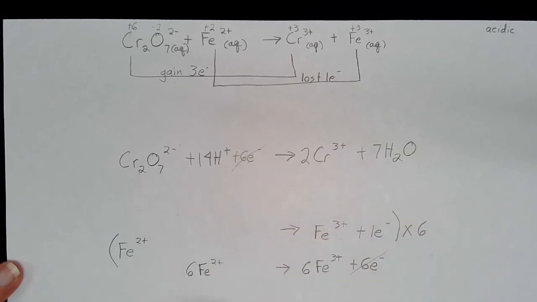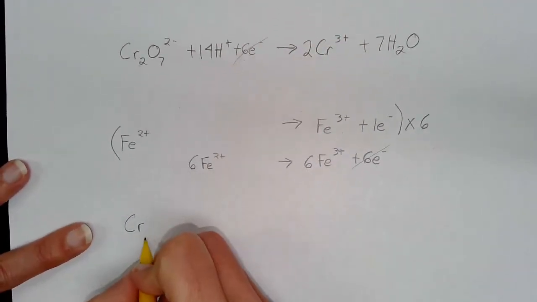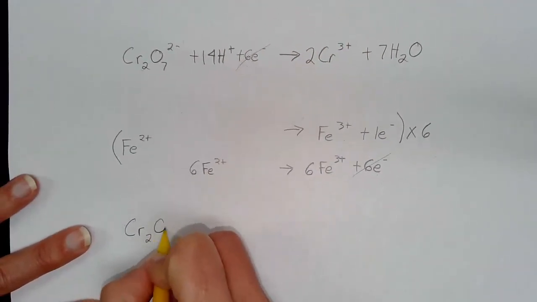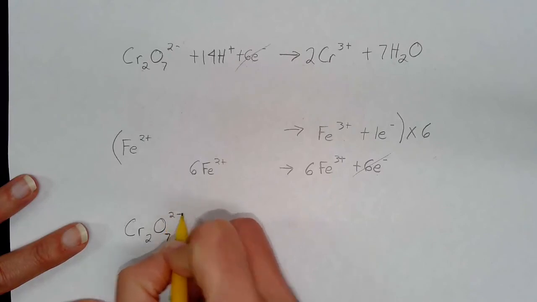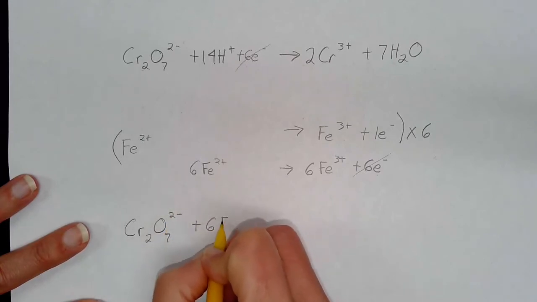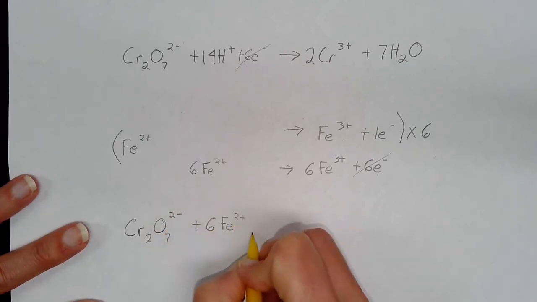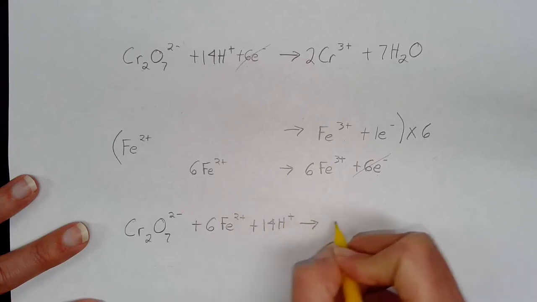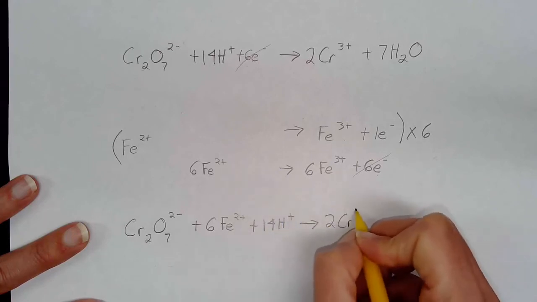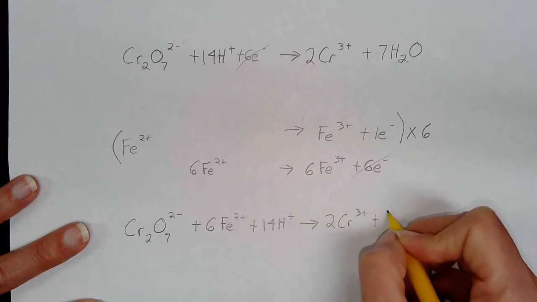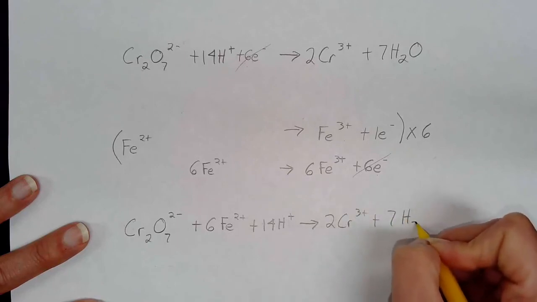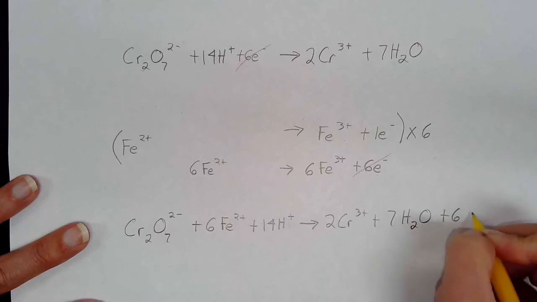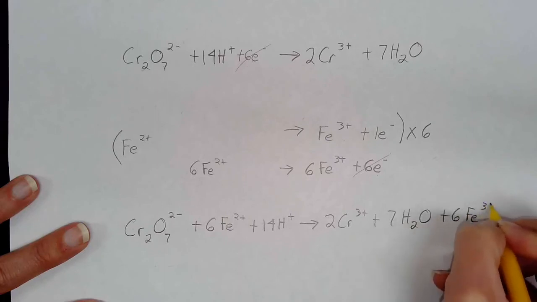So I have the dichromate ion, Cr2O7 2 minus. I have 6 iron 2 ions. I have 14 hydrogen ions forming 2 chromium 3 ions, 7 water molecules, and 6 iron 3 ions.